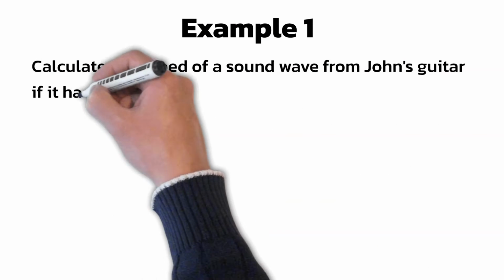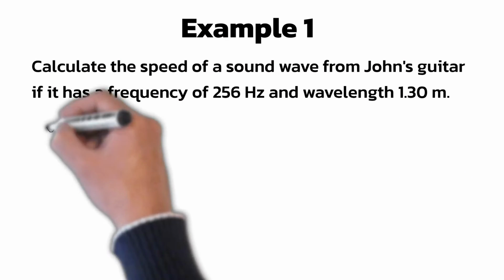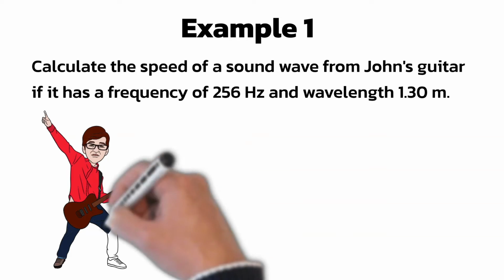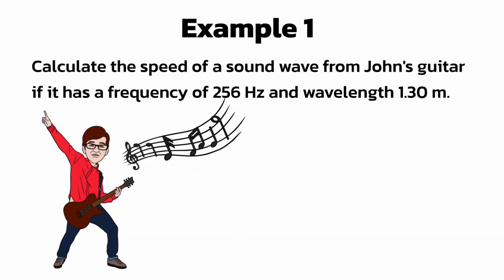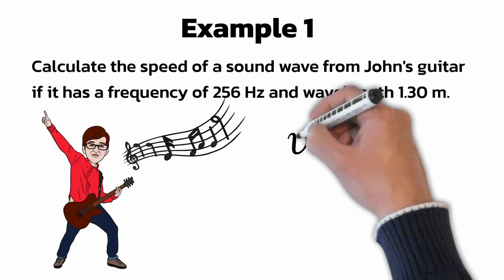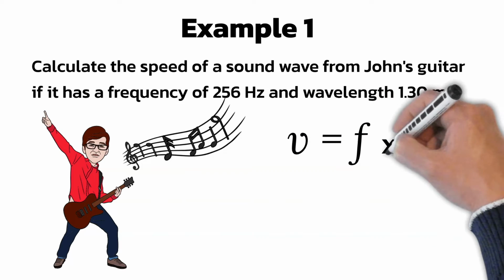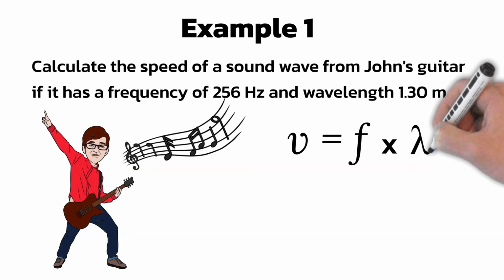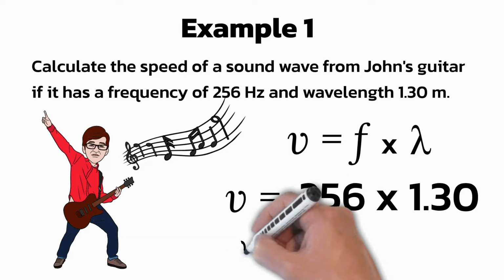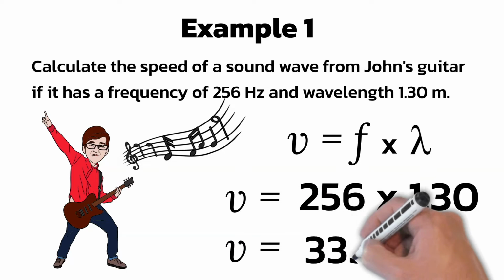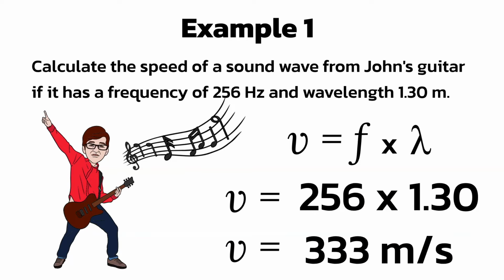Calculate the speed of a sound wave from John's guitar if it has a frequency of 256 Hz and a wavelength of 1.3 meters. Pause the lesson and restart it when you're ready to check your answer. Wave speed, or velocity, equals frequency times wavelength. 256 times 1.3, giving the speed of sound as 333 meters per second, to three significant figures.